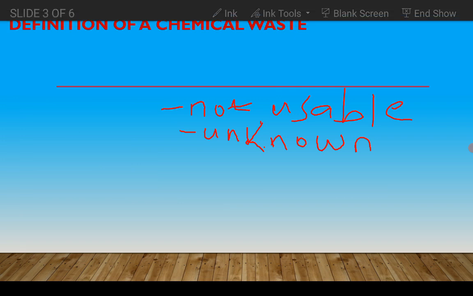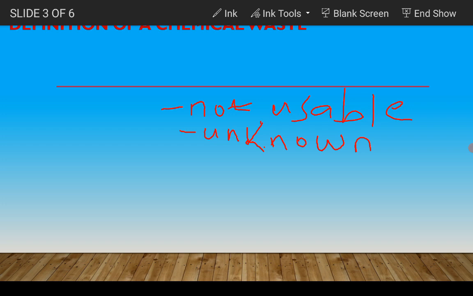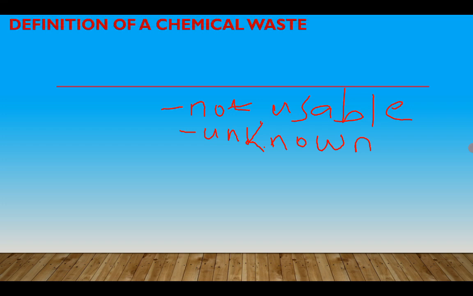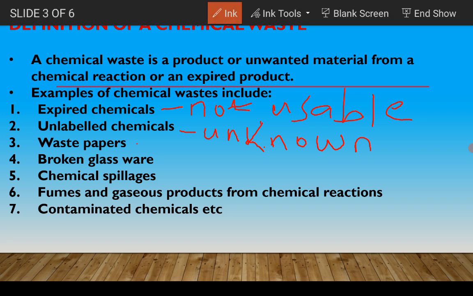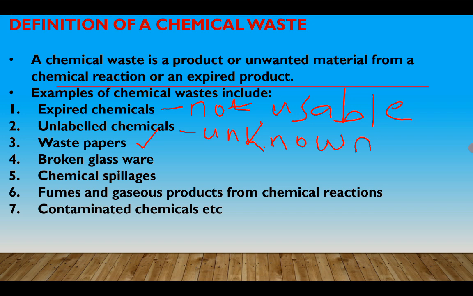Waste papers are also considered to be chemical wastes. Usually these are papers that you use for wiping or cleaning your bench in case of spillages. If you have a spillage, you can use tissue paper, for example, to wipe. So the tissue paper in that case is considered to be waste because it is no longer required in the laboratory.